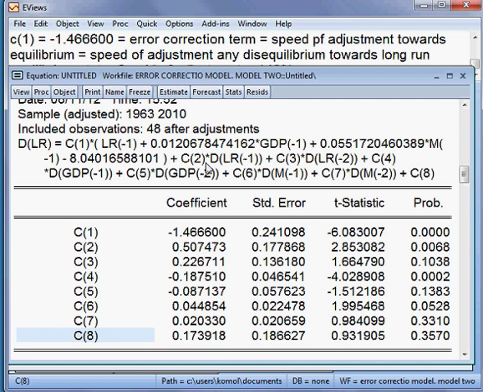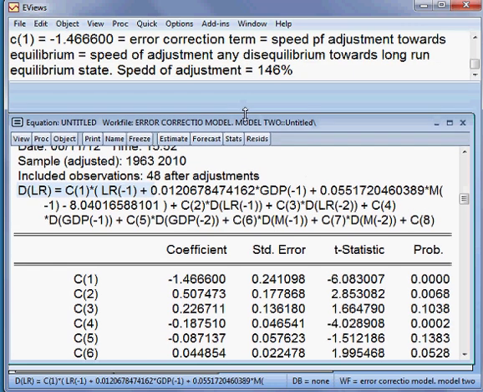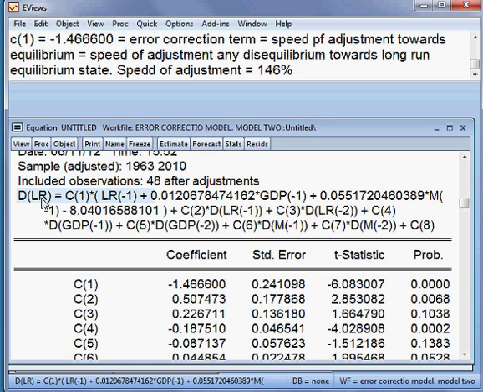Suppose I check this one. This is C2 and C3, right? That means LR lag 1 and LR lag 2. We can check whether these two short run coefficients jointly can influence LR or not. We can check that using Wald statistics, whether C2 and C3 jointly can influence LR or not.